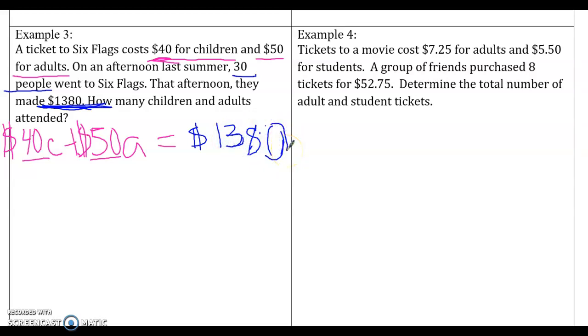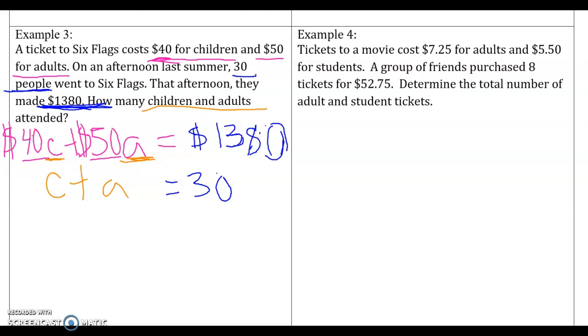Okay? So now we have to figure out what kind of equation we're going to have for this other number that's just 30. And it's 30 people. Well, what kind of people are we talking about? We're talking about children and adults, C and A. So you could just use the letters from the first equation, add them together, and make it equal to the next number.